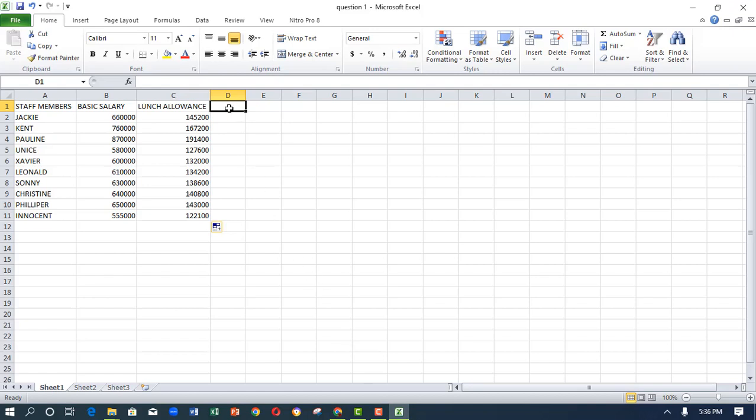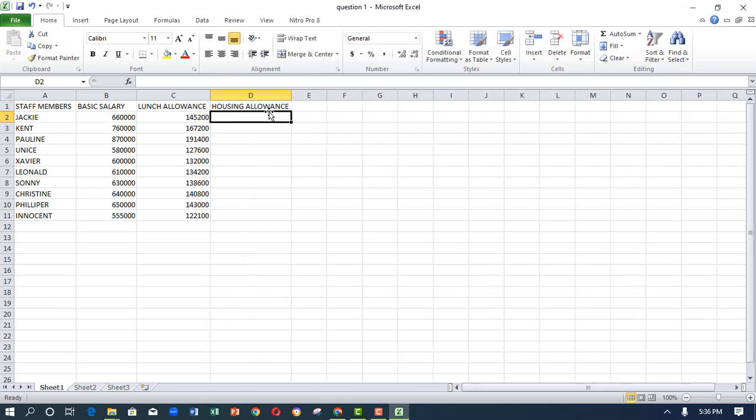So we're going to first get a label here and we call it housing allowance, like that. We increase the width of the column. Then we come and say equal sign. They are saying it is 62%. You bring the percentage symbol of the lunch allowance, so you click on lunch allowance. 62% times, that is multiplication, the lunch allowance, C2.